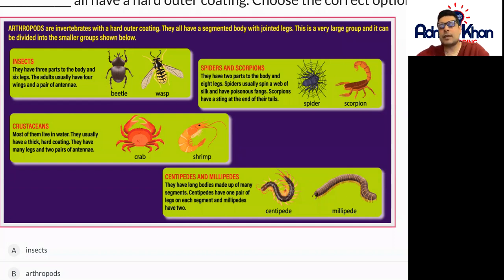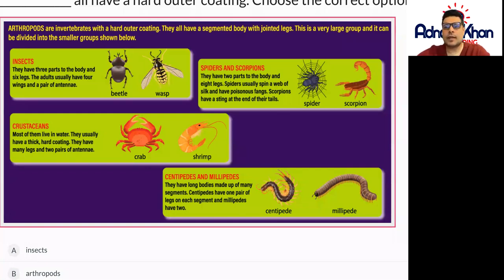So again, vertebrates are animals with backbones and invertebrates are animals without backbones. We're only looking at creatures that do not have backbones. So for example, insects have 3 parts to the body and 6 legs. The adults usually have 4 wings and a pair of antennae. So beetles and wasps are examples of these.